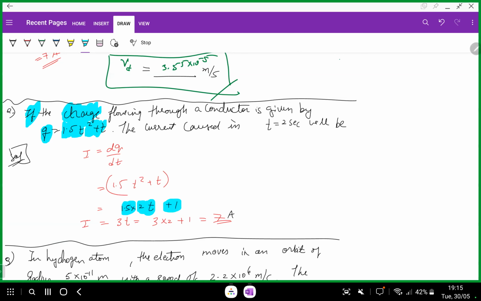So T equals 2. So we substitute 2 here, plus 1. So you get 7 ampere. Okay?